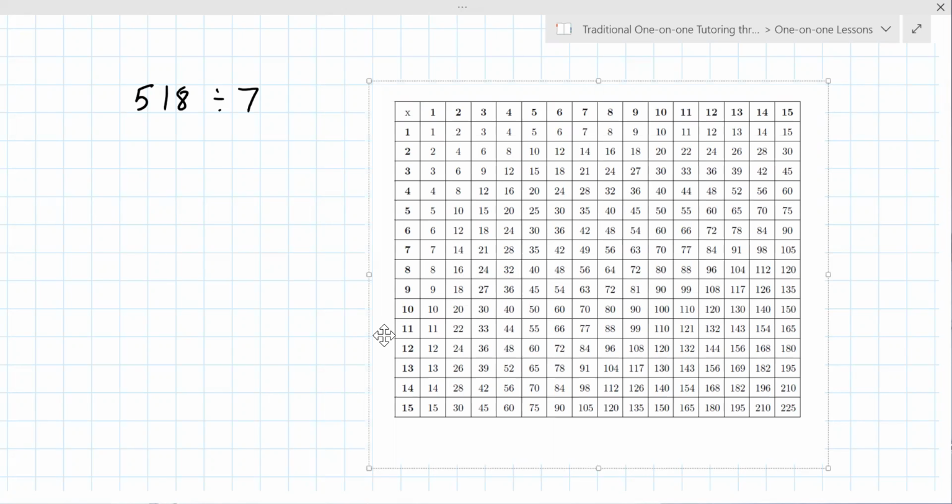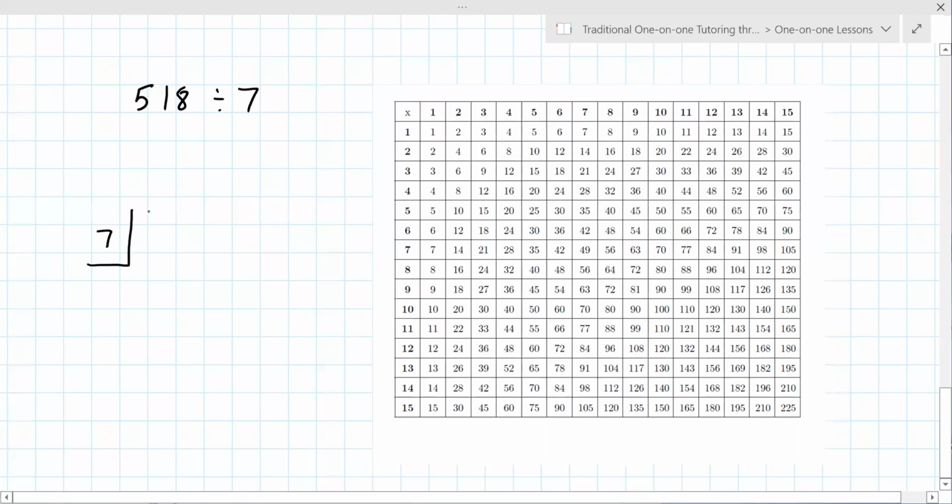About this one, you know how 7 goes outside the house and 518 goes inside the house? Do I combine 51 together or just one? Well, you first start, does 7 go into 5? It doesn't. So that's why you combine 5 and 1 together. You now look at it as 51. Okay. Yeah, that's my question.